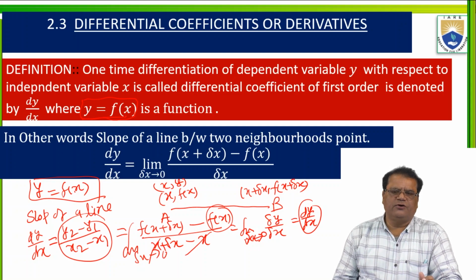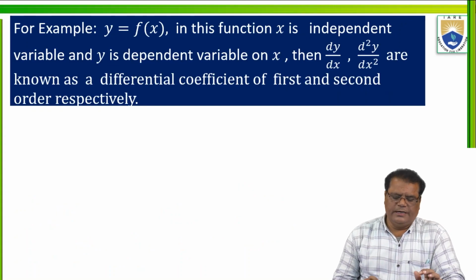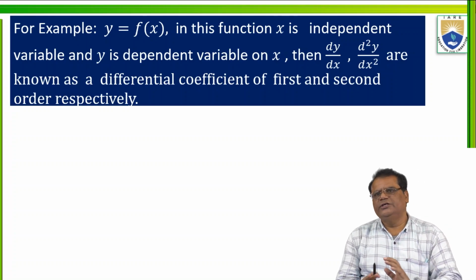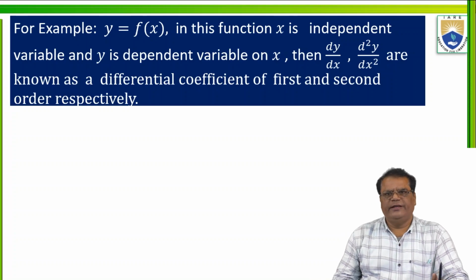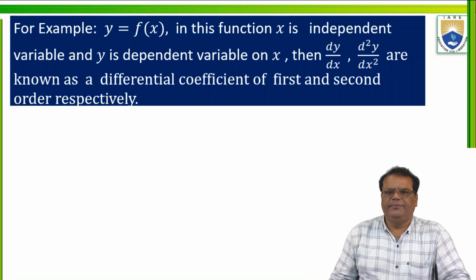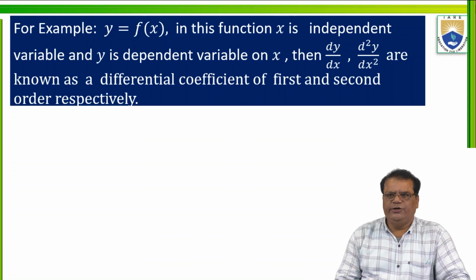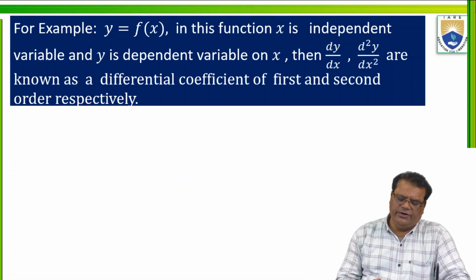And this is the differential coefficient. Now second order differential coefficient, again same type we can use, then we find second order derivative. For example, here we are showing that for y equal to f(x), this is some function. In this function, x is the independent variable and y is the dependent variable in x. And then dy/dx and d2y/dx2 are known as the differential coefficients of first and second order respectively.